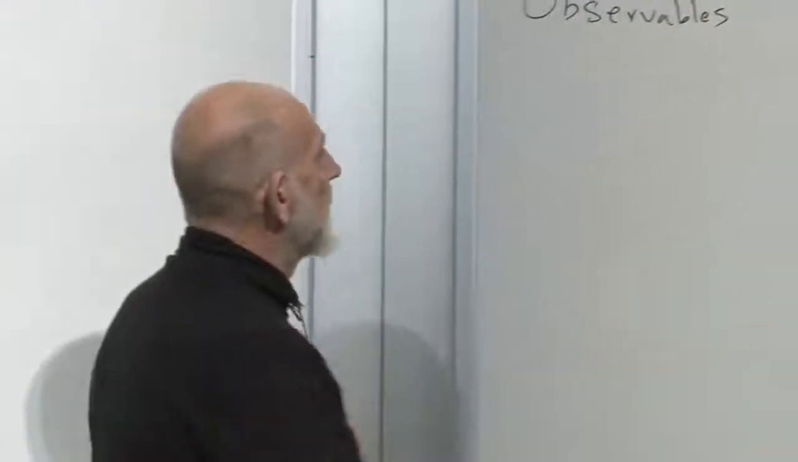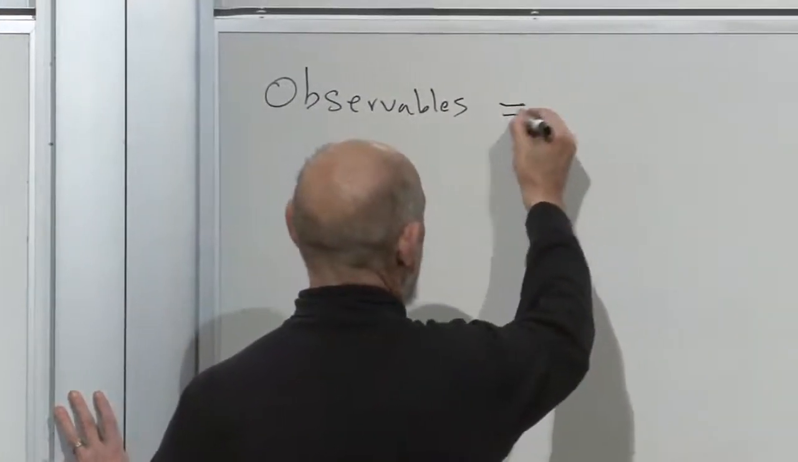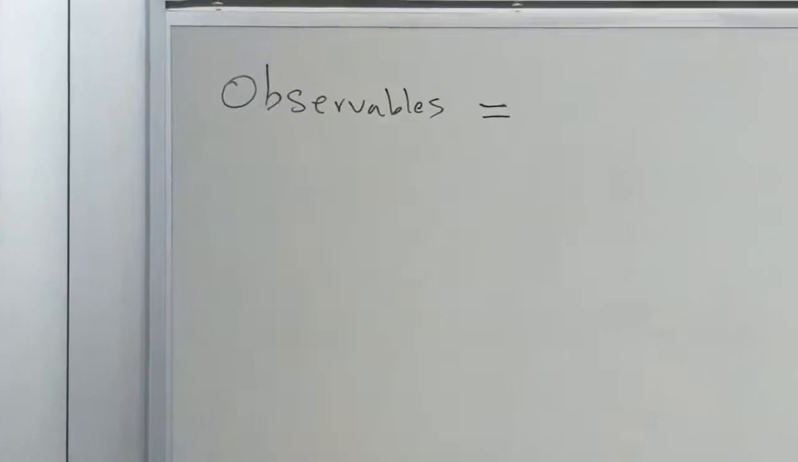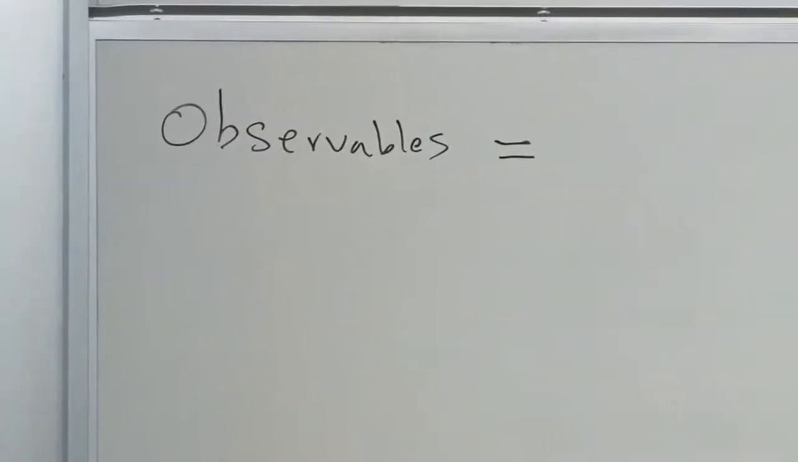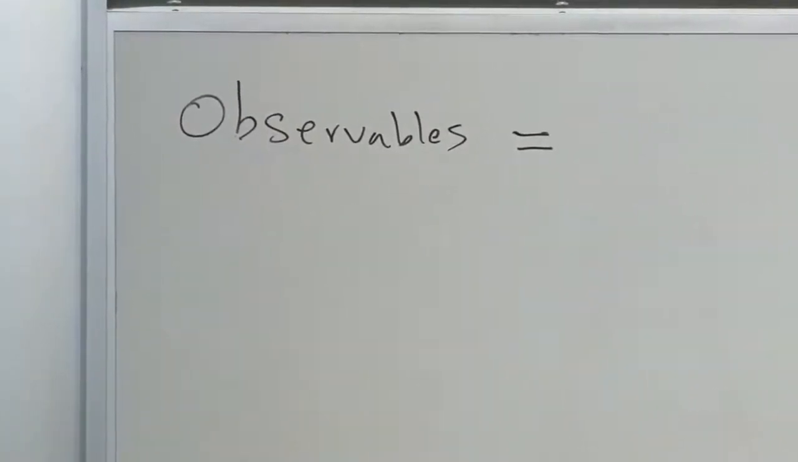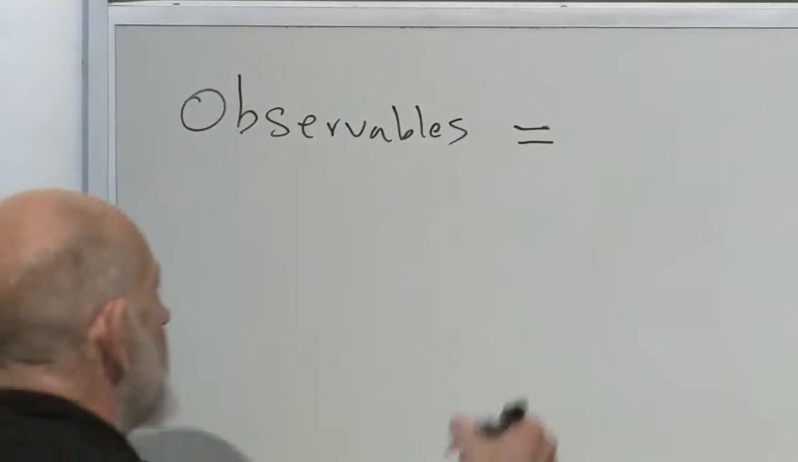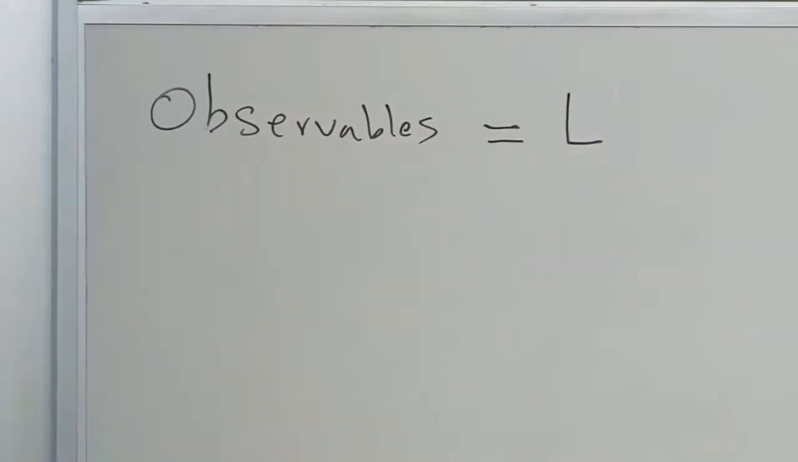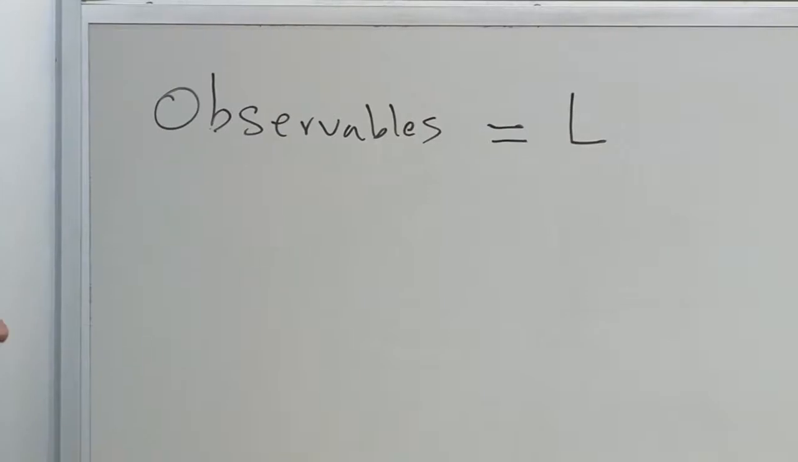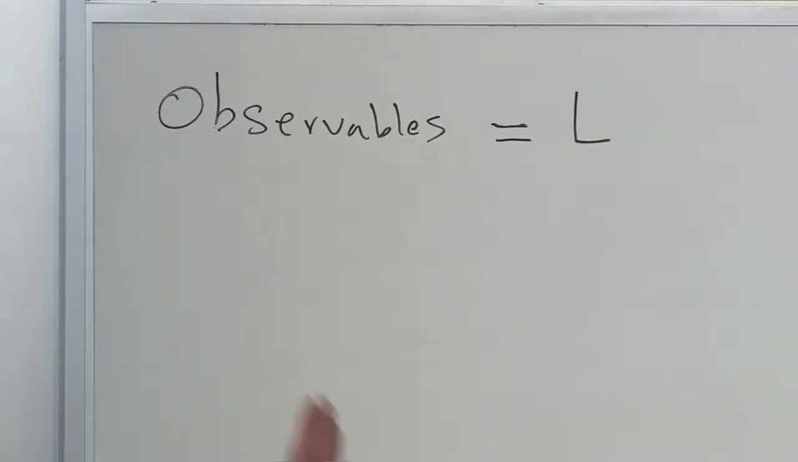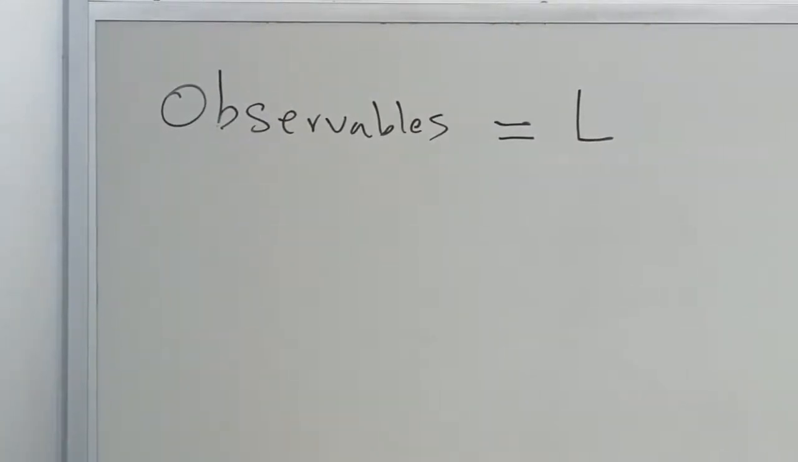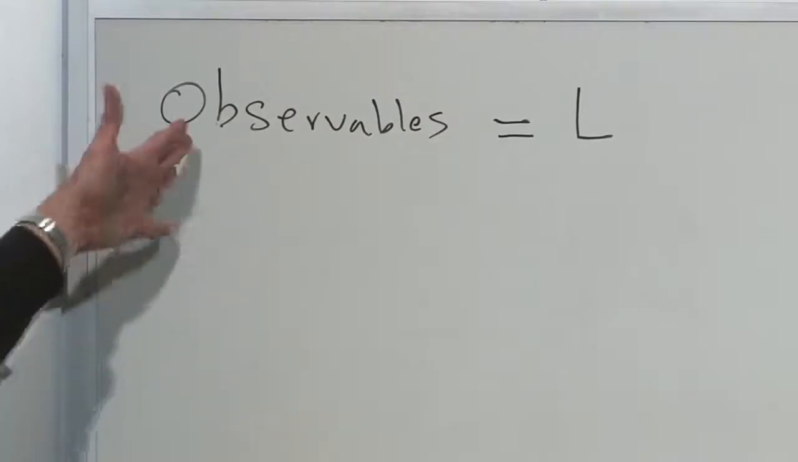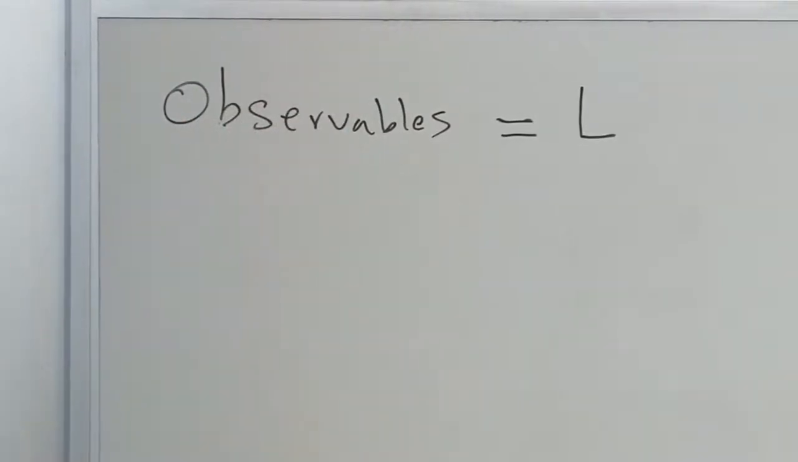Observables are represented, and I'll just use the equal sign to indicate that, by Hermitian operators. I'll use the symbol L for the moment for Hermitian operator. Not all linear operators are Hermitian, and it will not always be the case that the symbol L will stand for a Hermitian operator. But right now, L stands for a Hermitian operator, any Hermitian operator. Every observable is identified with a Hermitian operator.